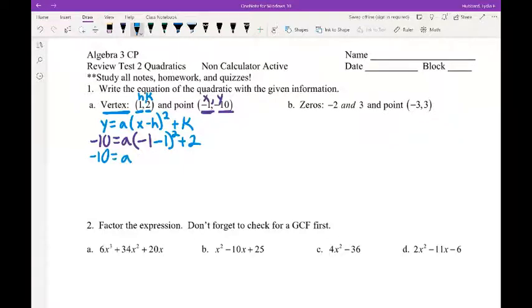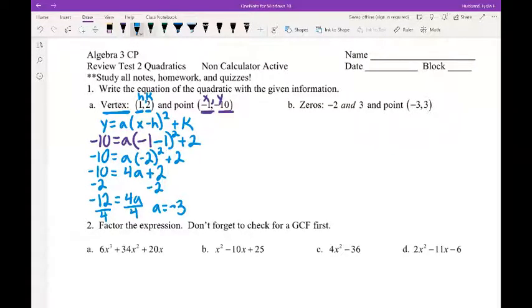So parentheses, so negative 1 minus 1 is a negative 2. Again, keep that squared there. That's what makes something a quadratic. And negative 2 squared, negative 2 times negative 2 is going to give us a positive 4a. And now it's a pretty simple equation from here. So we'd subtract 2 from both sides to get negative 12 equals 4a, and divide both sides by 4 to get that a equals negative 3.